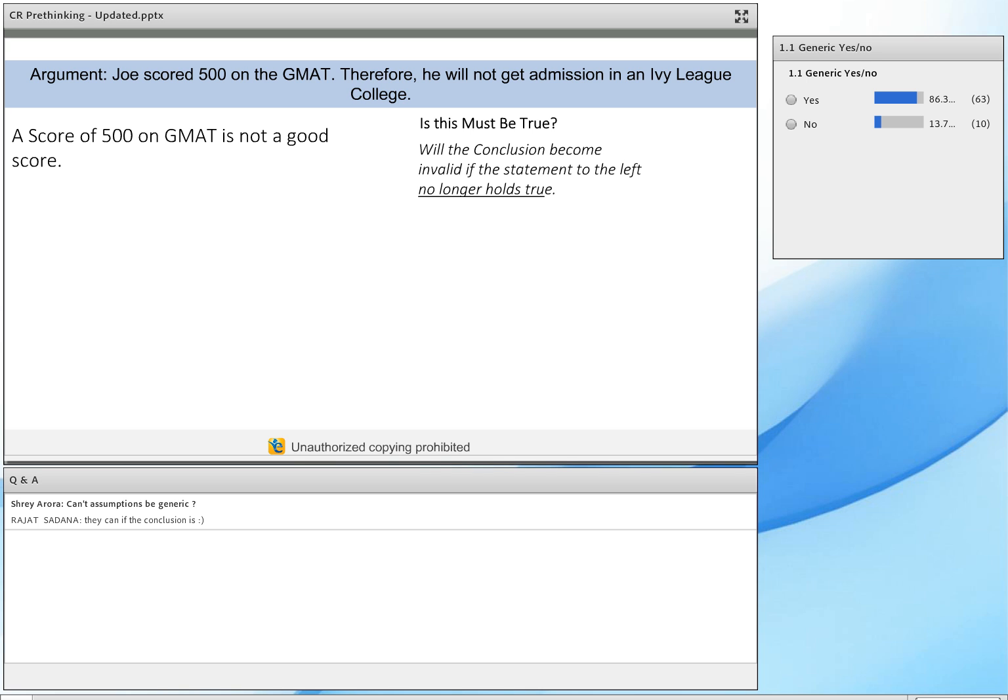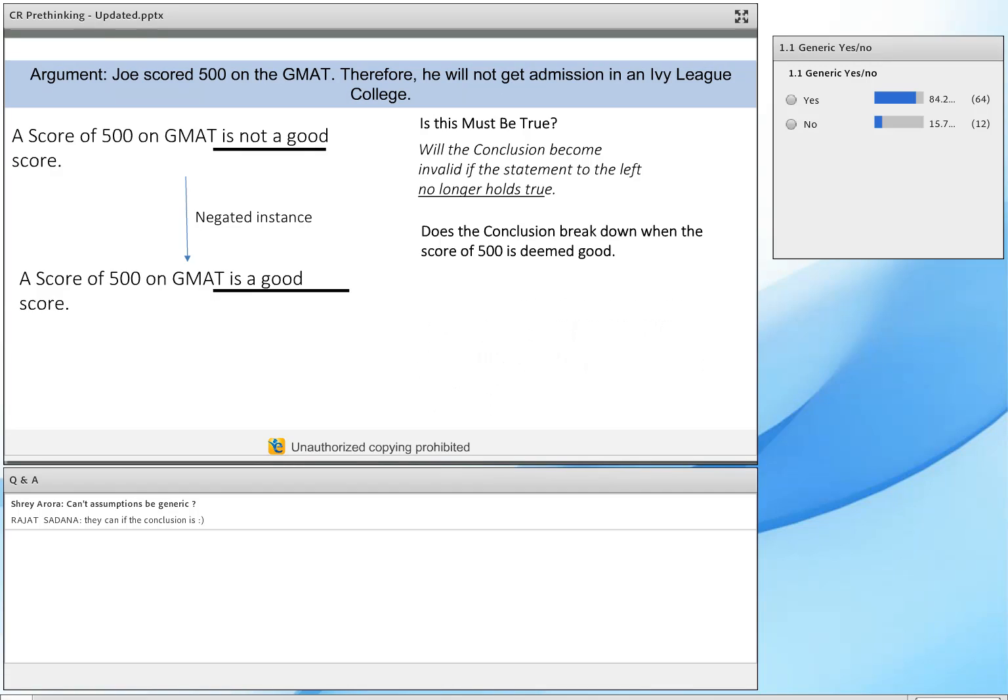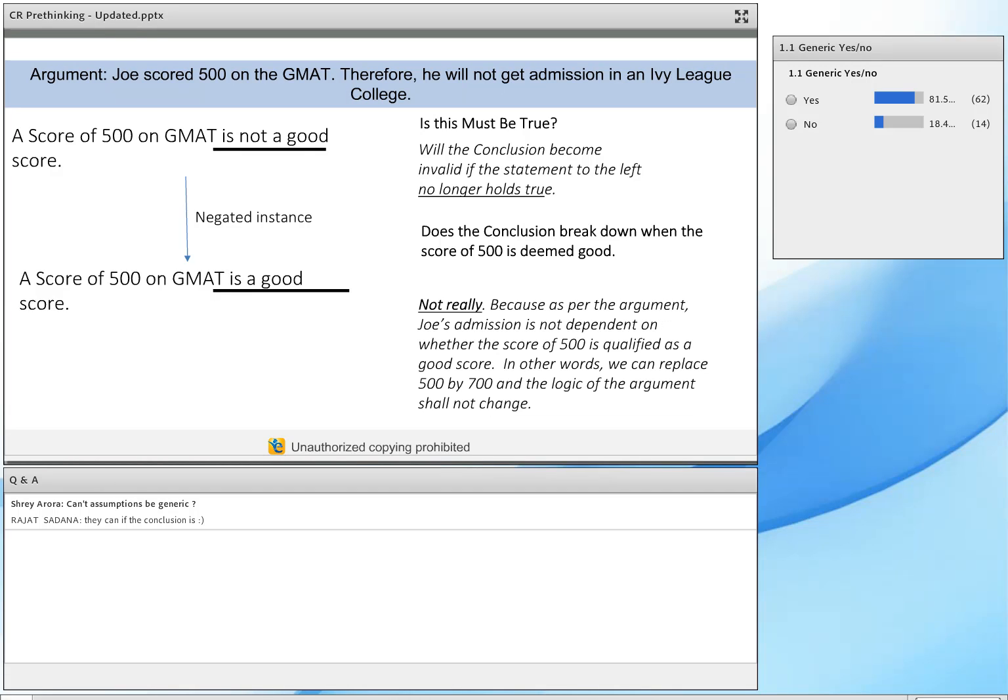So again, the same question: will the conclusion become invalid if the statement to the left is no longer true? Which means a score of 500 becomes a good score. If we really say that a score of 500 is a good score, will the conclusion break down? The answer to that is no. Not really. Why? Because the author's conclusion is not based on whether a score of 500 qualifies as a good or bad score. Or in other words, you could have replaced 500 by 700 and the logic of the argument would still have remained the same. So that's by definition.